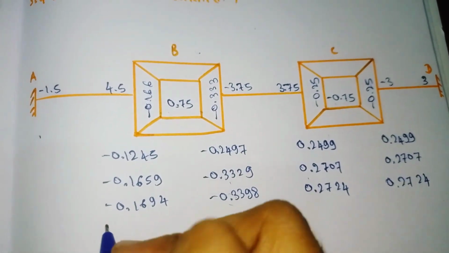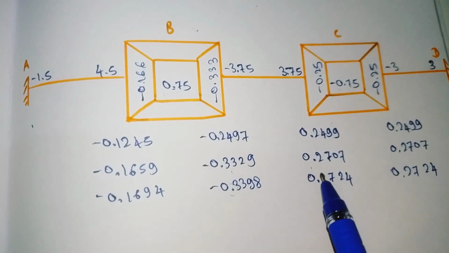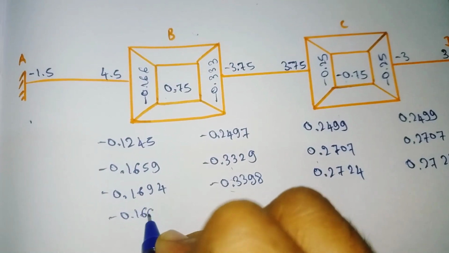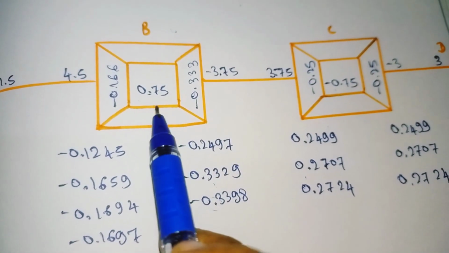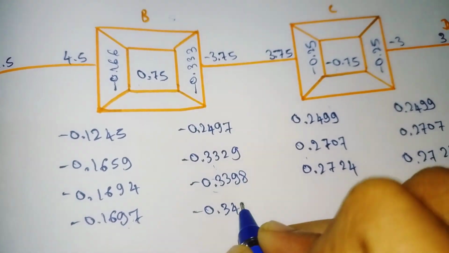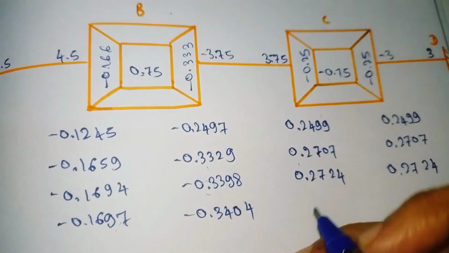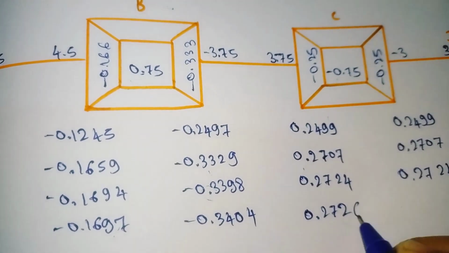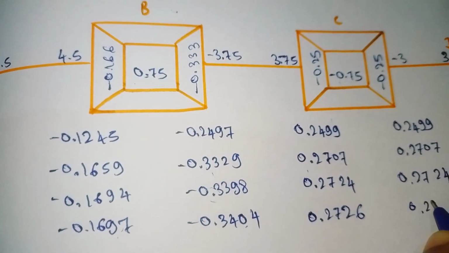So now we will do one more iteration. This value into this value plus this value, it will come out as minus 0.1697. Similarly for CB, this value into this value plus this value, it will come out as minus 0.3404. Similarly for this value, it will come out as 0.2726. And for this value, it will also come out as 0.2726.